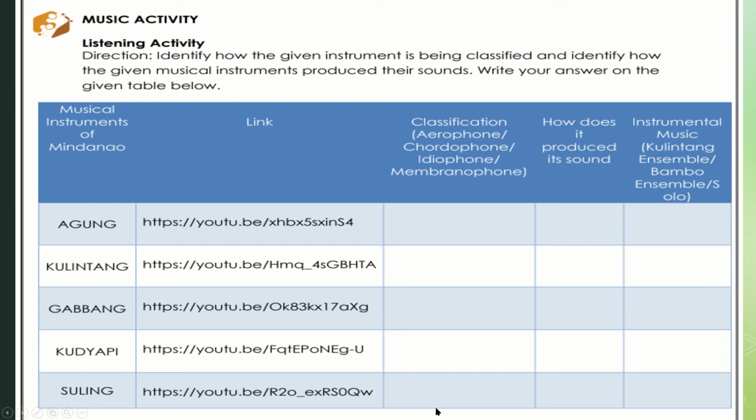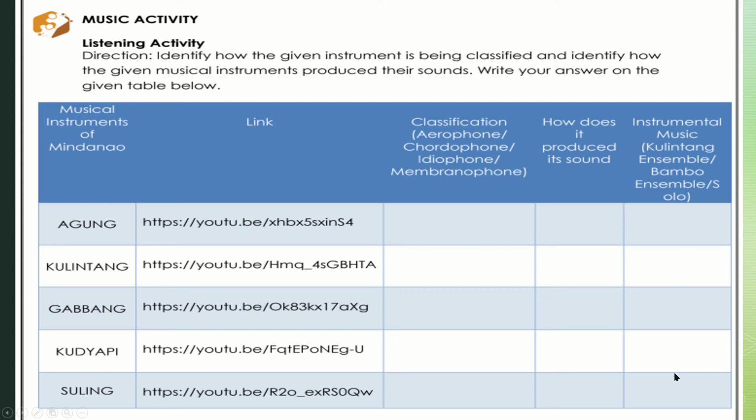So on the third column, you are going to classify whether this particular instrument is an aerophone, a chordophone, an idiophone, or a membranophone. On the fourth column, you are going to write how the instrument produces sound. Let's say for example, does it make sound by blowing air on the instrument, or by tapping on the stretched membrane, or by plucking the strings? So that's how you're going to answer it.